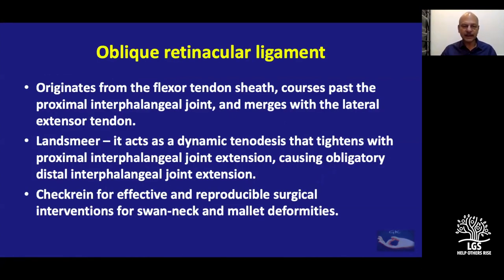Where is the oblique retinacular ligament and what is its role? The oblique retinacular ligament originates from the flexor tendon sheath, courses across the proximal interphalangeal joint and merges with the extensor tendon. Landsmeer noted that it acts as a dynamic tenodesis that links proximal interphalangeal joint extension to distal interphalangeal joint extension. Now, this is important for effective and reproducible surgical interventions for swan neck and mallet deformities.